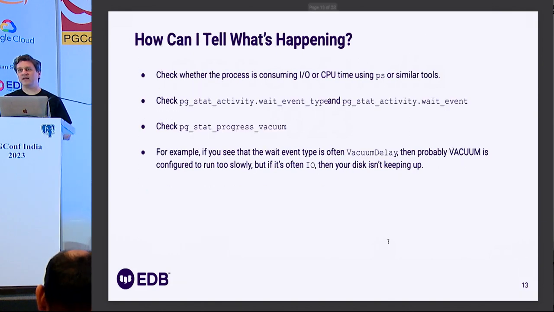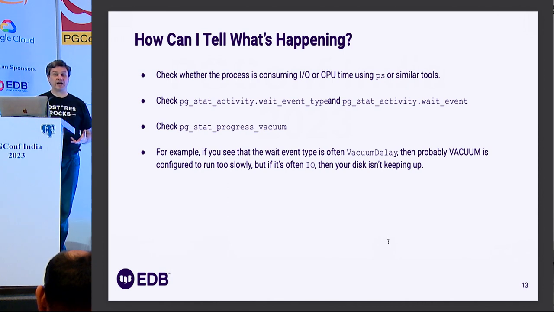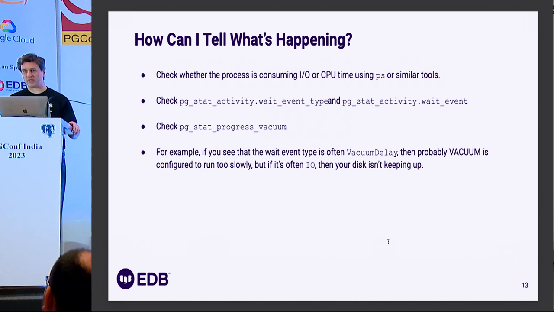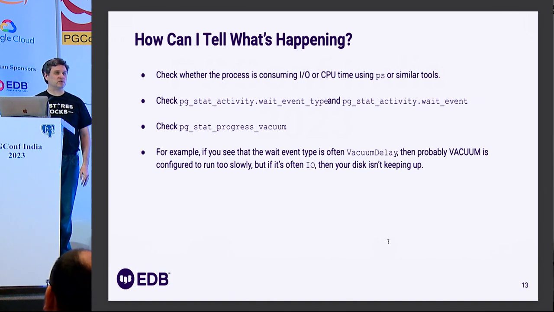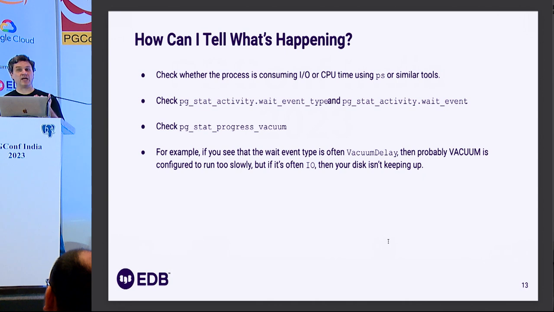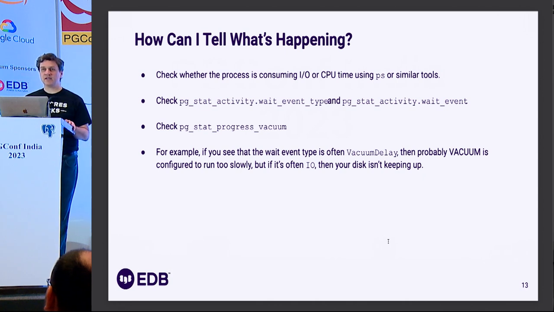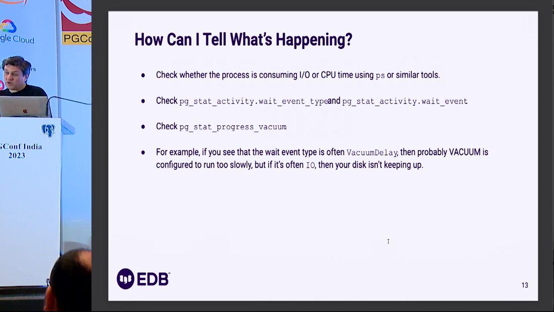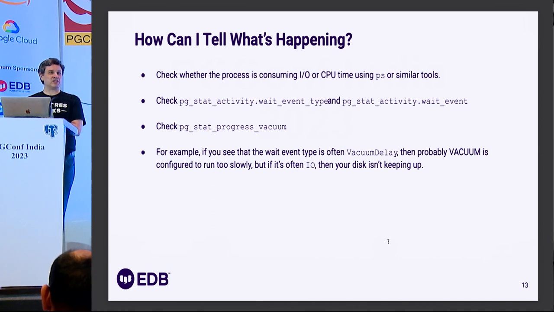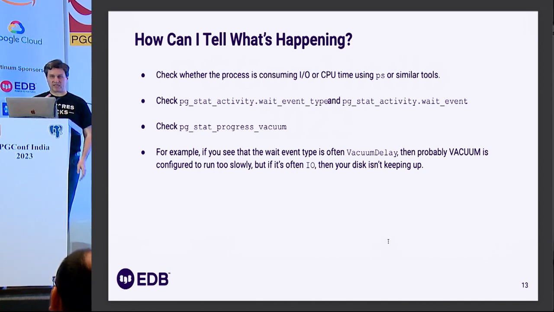But you might wonder, how do I know which one of these problems I have? There are 3 main things that I like to check in these kinds of situations. First, I like to look at whether the vacuum process is consuming I/O resources or CPU time. You can use, for example, ps to figure this out. If I see that the process is consuming CPU time, then I know it's not completely stuck. The explanation for the problem has to be something that allows for it to be continuing to do some work.